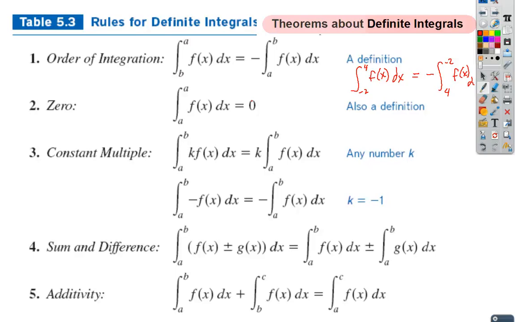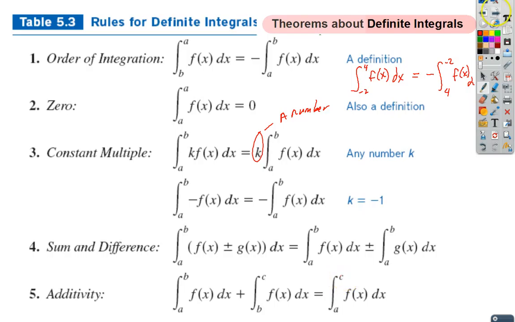Nothing. Constant multiple. All it's saying is if I have some constant I can factor out of my entire function, I can pull that factor k out. Again, k is a number, it is not a variable. Sum and difference: if I've got different functions being added or subtracted, I can pull them apart, taking the integral of one and the integral of the other. That's easy enough. Finally, the additive one, much like our summation rules: if I'm going from A to B and the next one goes from B to C, I can put them all together and go from A to C.